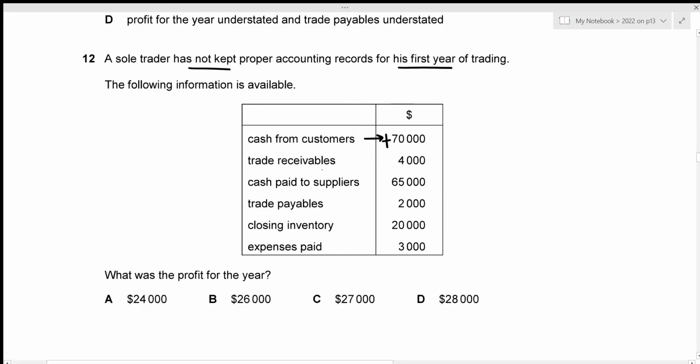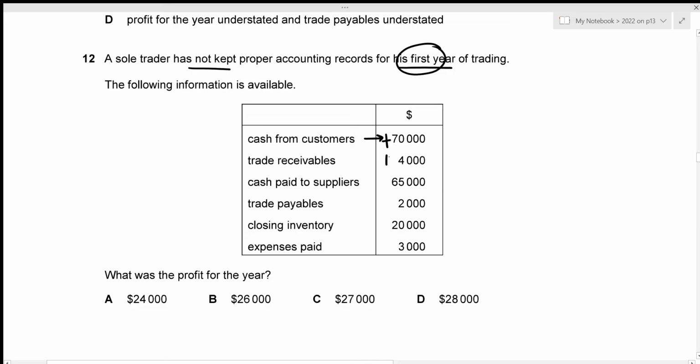Then we have trade receivables. And remember that trade receivables is the amount that we are yet to receive for the credit sales made. And since this is the first year of trading, the entire trade receivables value corresponds to this year, which means that we need to add this value of credit sales while figuring out the profit for the year as well.